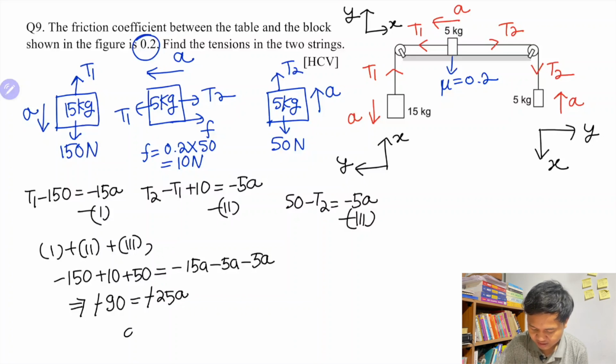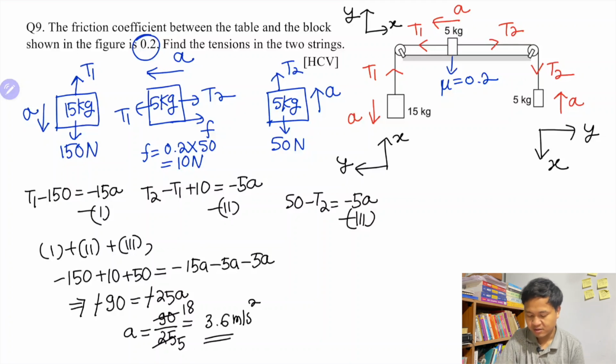So what is A? A should be 90 divided by 25. 5 twos are 10, 5 ones are 5, 5 eights are 40. So 5 threes are 15, 5 sixes are 30. So acceleration is 3.6 meter per second square.